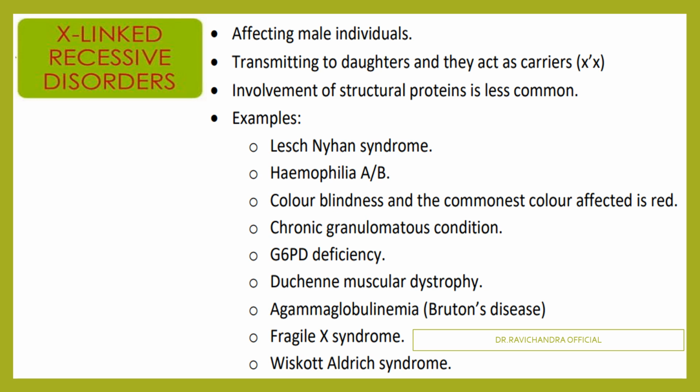X-linked recessive disorders will affect male individuals, transmitting to the daughters, and they will act as carriers. Here, the involvement of structural proteins will be less common. Examples are hemophilia A, B, color blindness, chronic granulomatous disease, G6PD deficiency, Duchenne's muscular dystrophy, Fragile X syndrome, Wiskott-Aldrich syndrome, agammaglobulinemia. Remember, X-linked recessive: Fragile X syndrome.